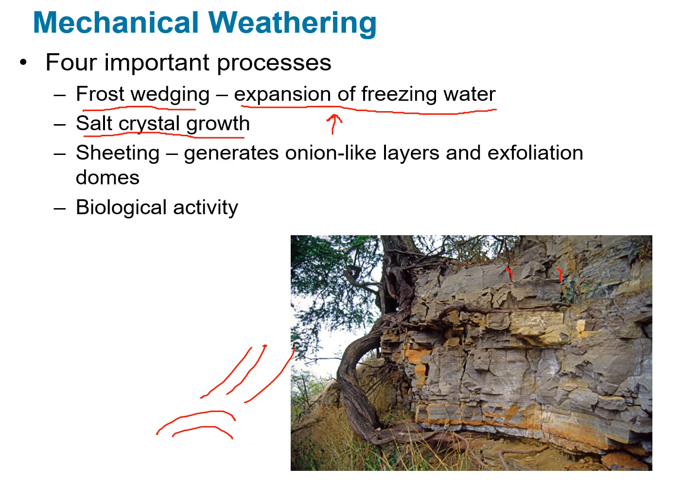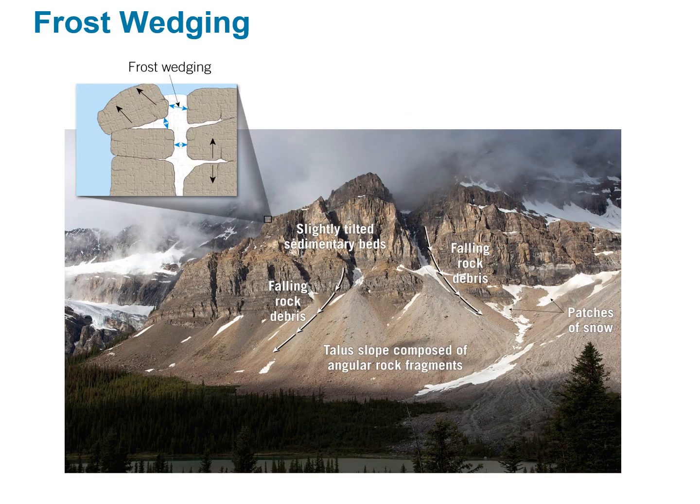Then there's sheeting. Sheeting is layers of granite that exfoliate outwards because of the lack of pressure, and it resembles an onion. You know how onions come off in layers. And the last example is biological activity. Here you have a tree growing directly on this rock, and its roots are forcing their way into the cracks and crevices of the rock and breaking it apart. So those are all mechanical weathering processes.